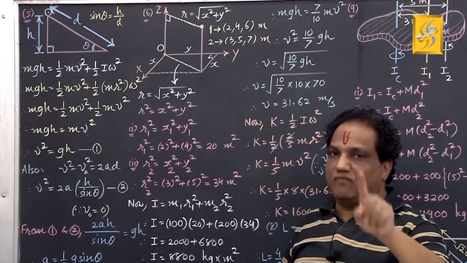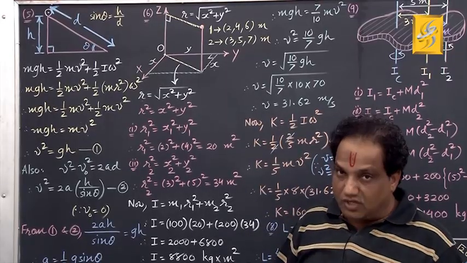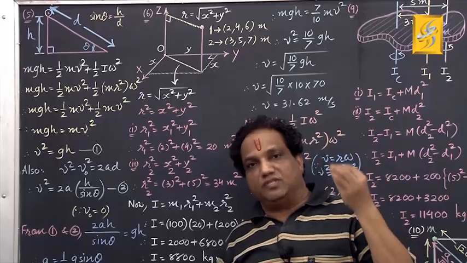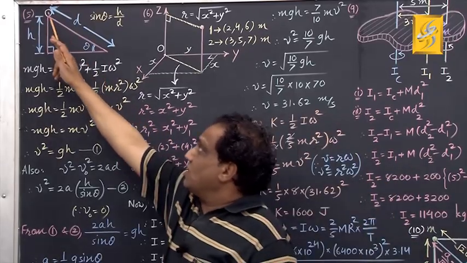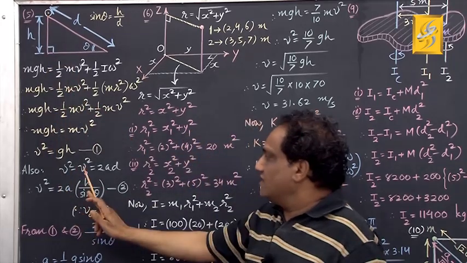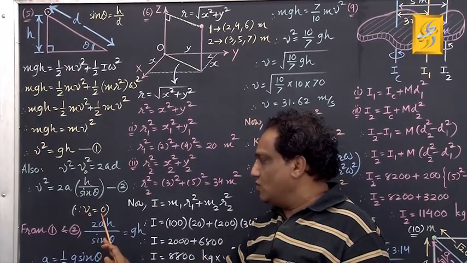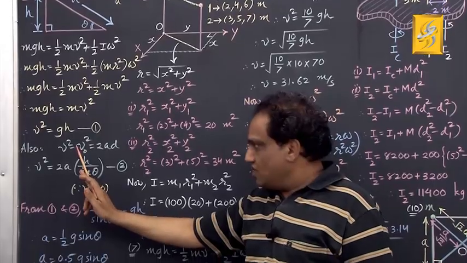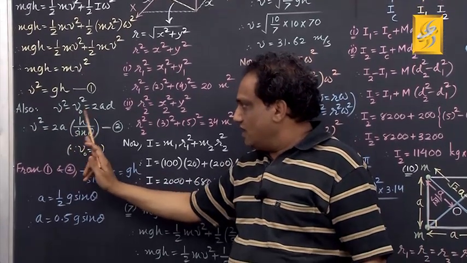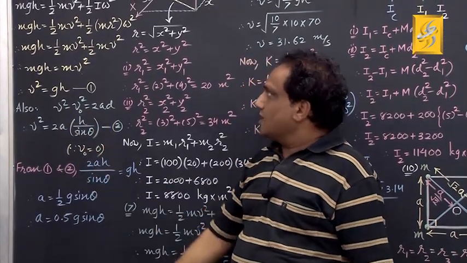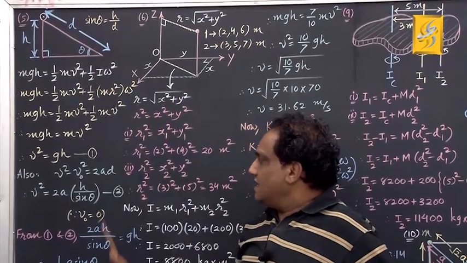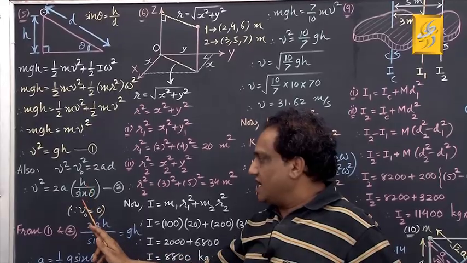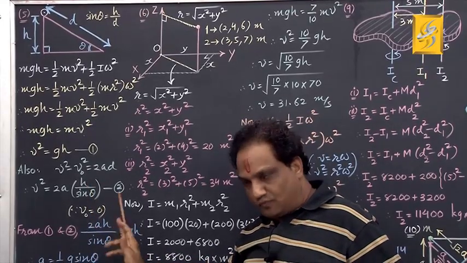Recall third equation of linear motion with constant linear acceleration: v square minus v0 square equals 2ad. Because this body started from rest, initial velocity is 0. Put it here, this part is 0. v square as it is, 2a as it is. What about d? Come on, find out d from here. It will be h upon sin theta. d equals h upon sin theta. Give it equation number 2.